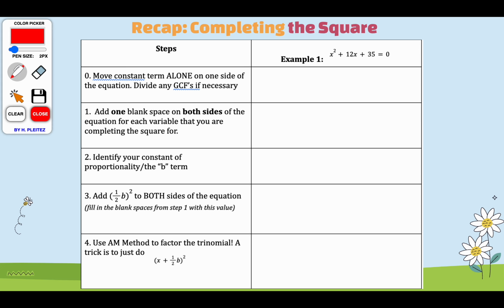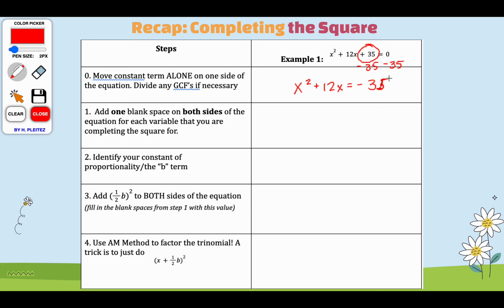So step 0, before we even start to do anything, we need to move our constant term alone on one side of the equation, and we need to divide any GCFs if necessary. The constant term is going to be the term that doesn't have any variable multiplied with it. So our constant term is that 35, and we need to move it over. It needs to be alone on one side of the equation. So we have to actually subtract it on both sides, and when we do that, we get x squared plus 12x equals -35.